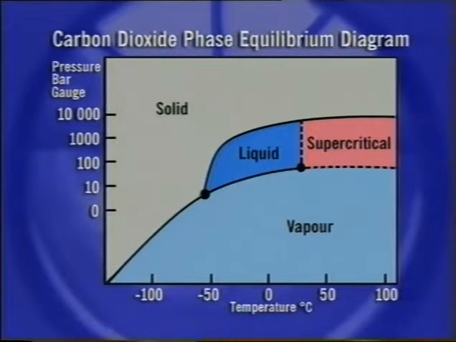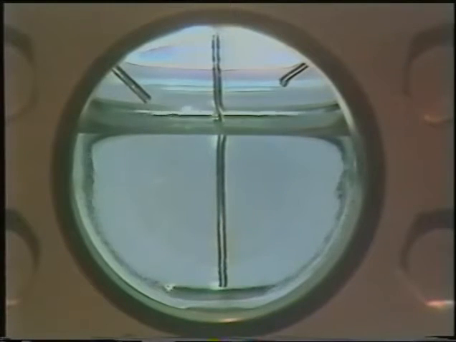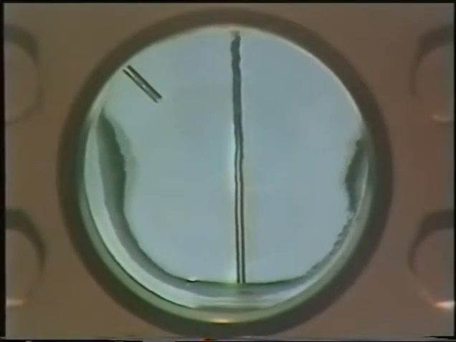The present conditions are represented by a point slightly higher up the equilibrium line. A well-defined meniscus is still visible. The CO2 vapor above the liquid becomes more dense as the temperature and pressure increase. Critical point. The meniscus disappears and the CO2 is now existing at a pressure of 72.8 bar gauge and a temperature of 31 degrees centigrade.